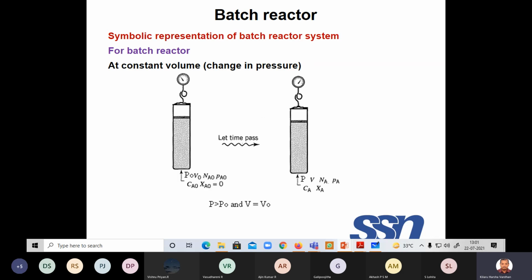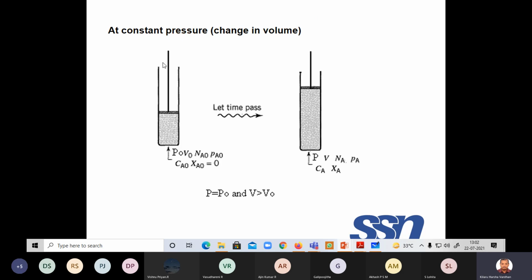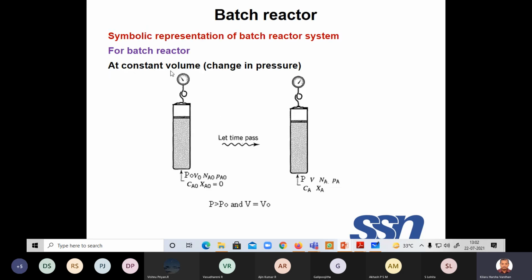In the last class, we were discussing the batch reactor. There are two types of batch reactor: constant volume and constant pressure. At constant volume, if the products are increasing in volume, then the pressure will increase. That's what I mean to tell.